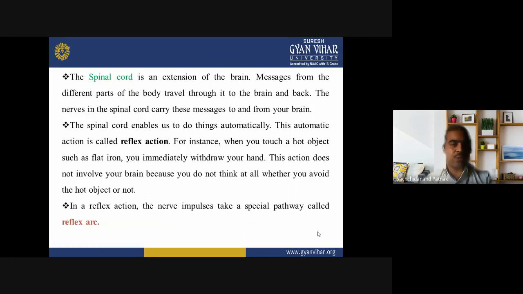So this automatic action is called the reflex action, because all these things are coordinated by the spinal cord. Okay. So the spinal cord enables these things to be done automatically. There is no involvement of the brain.